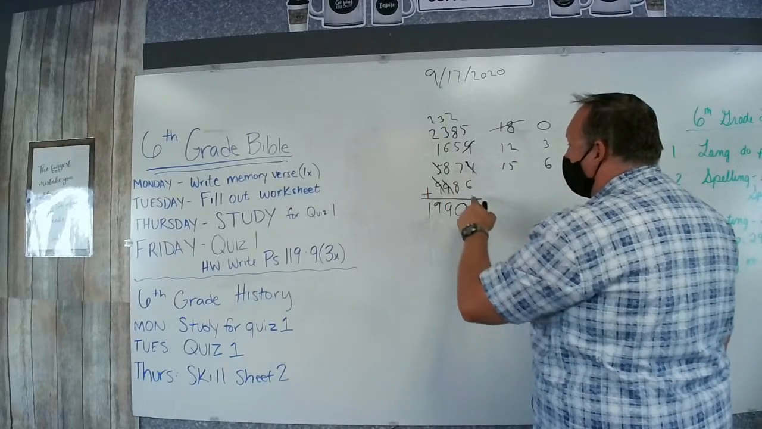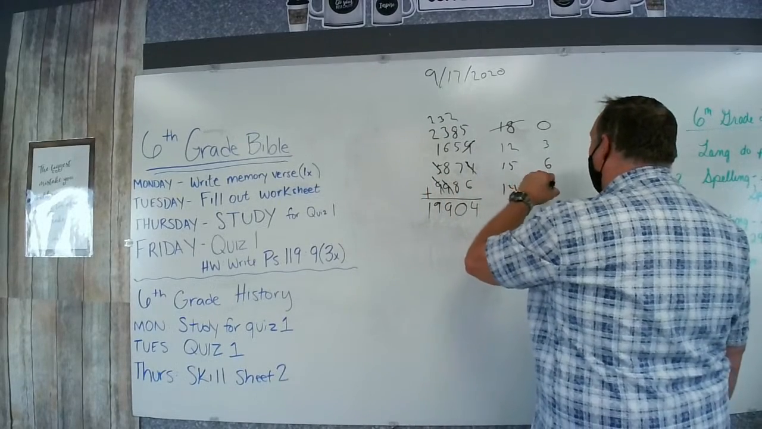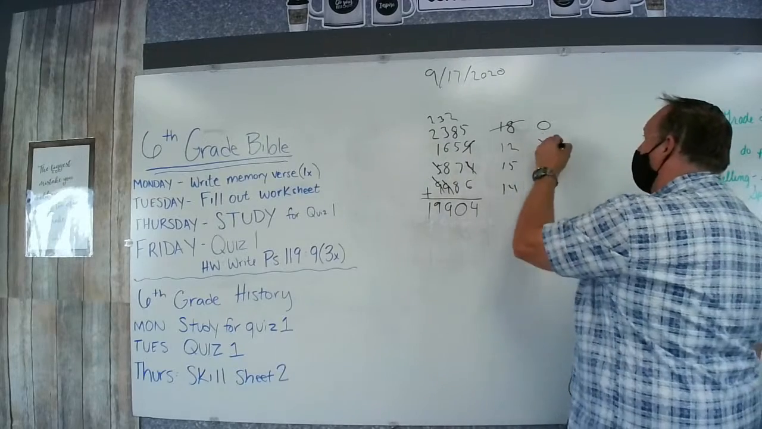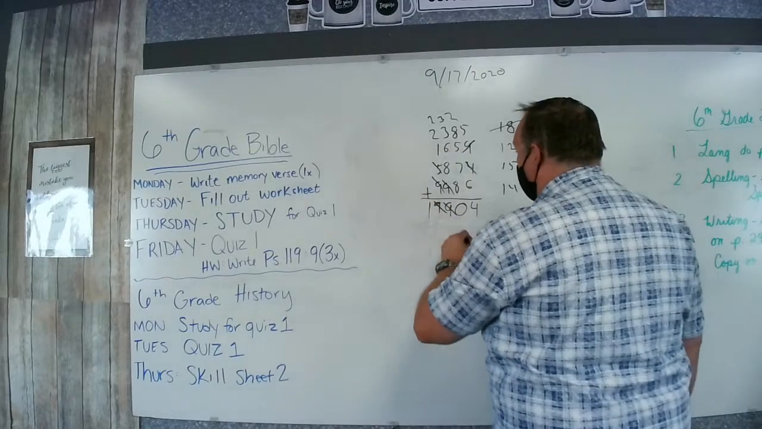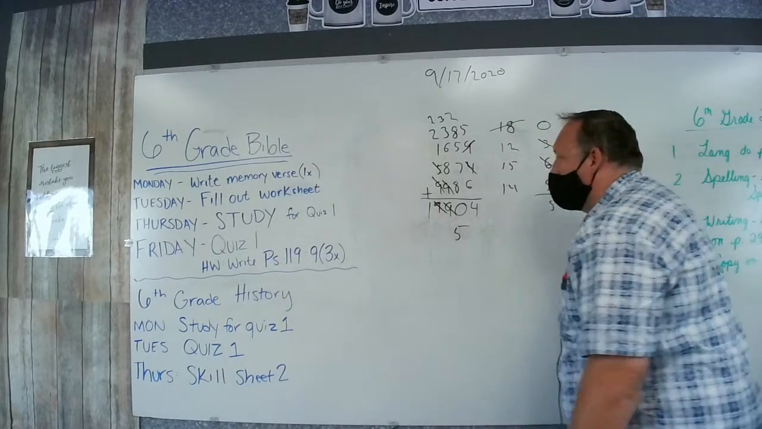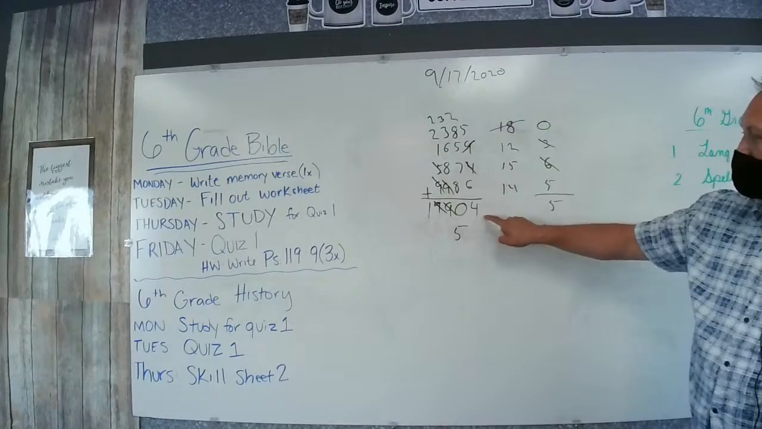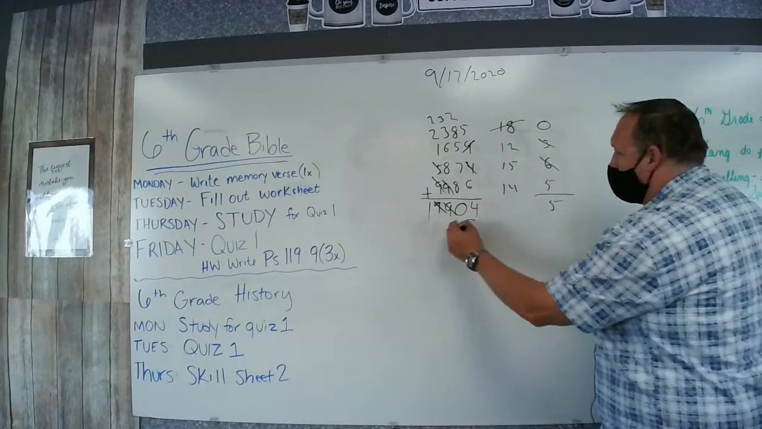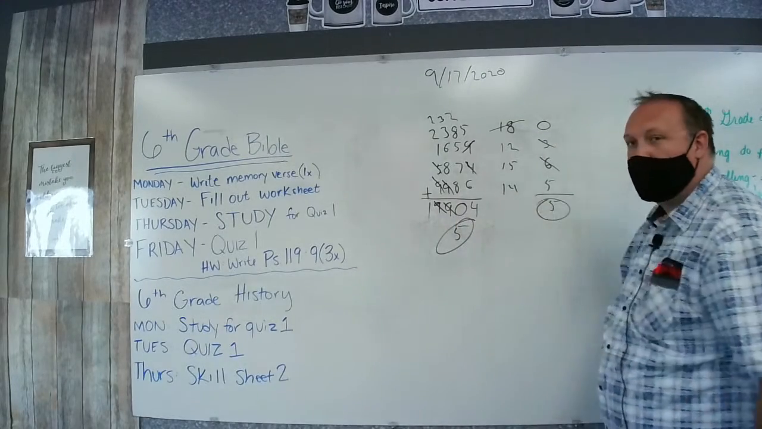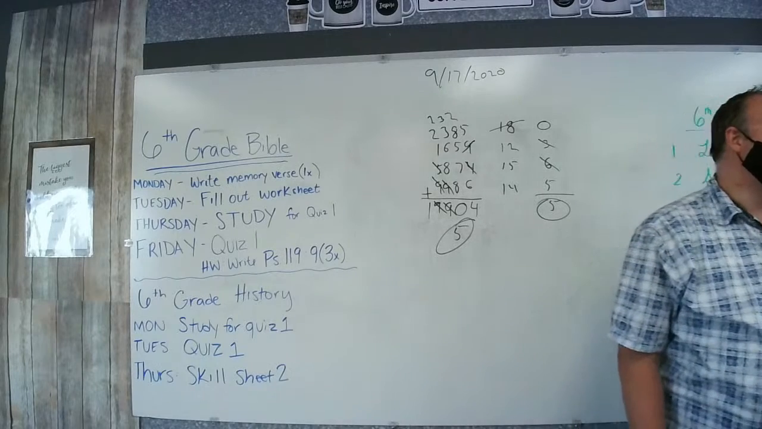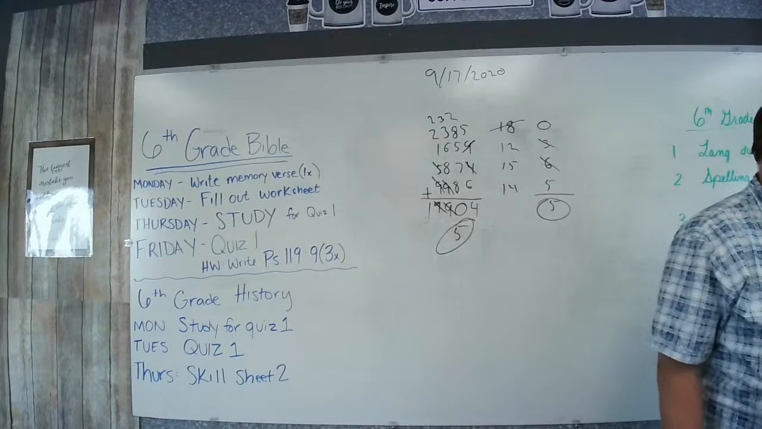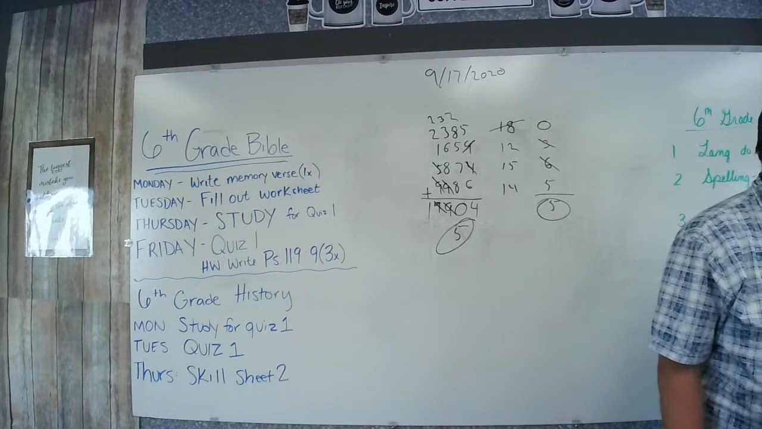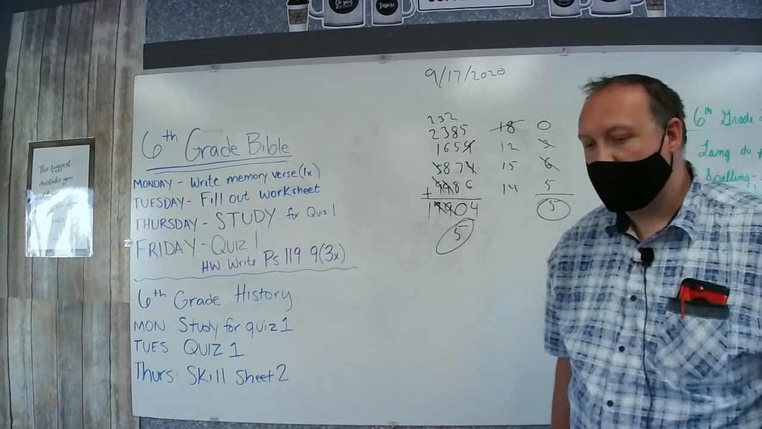9 and 9. That's 14. That gives us 5. Right there, that's a 9. We have a 5. 9, 9. 1 plus 0 plus 4 is 5. We get 5 and 5. Okay? You guys remember that from yesterday? Okay.